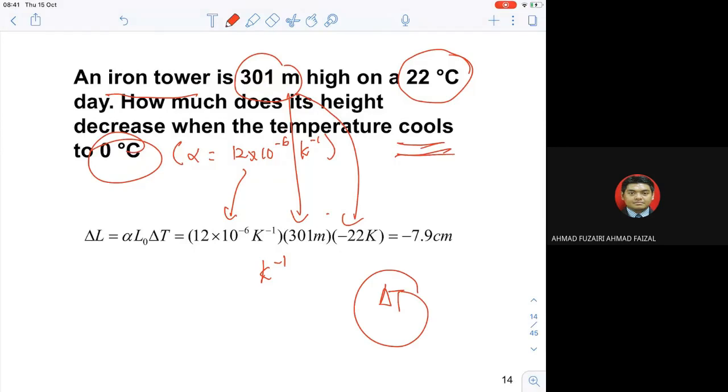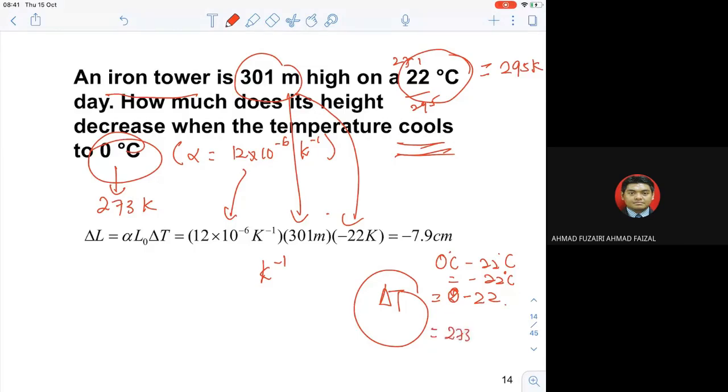Look at these two possible values. For delta T, we can use 0 minus 22, which is 0 degrees Celsius minus 22 degrees Celsius. So you will get negative 22 degrees Celsius. If you want to convert to Kelvin, the 0 becomes 273 Kelvin, and the 22 degrees Celsius becomes 295 Kelvin. So it becomes 273 minus 295, and the value is still negative 22 Kelvin.